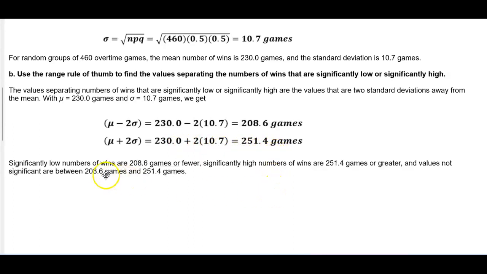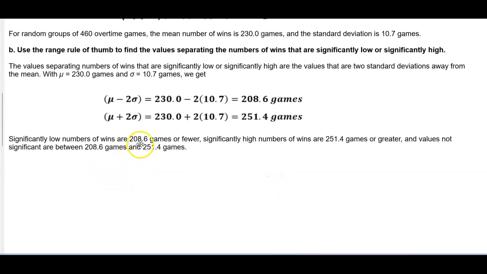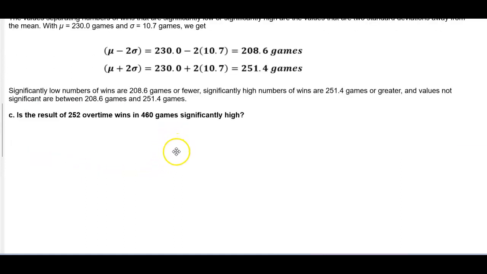So significantly low numbers of wins are 208.6 games or fewer. Significantly high numbers of wins are 251.4 games or greater. And values that are not significant are between 208.6 games and 251.4 games.